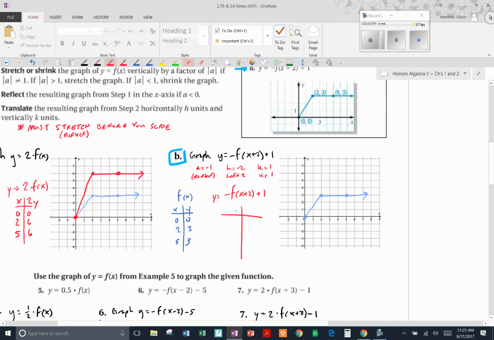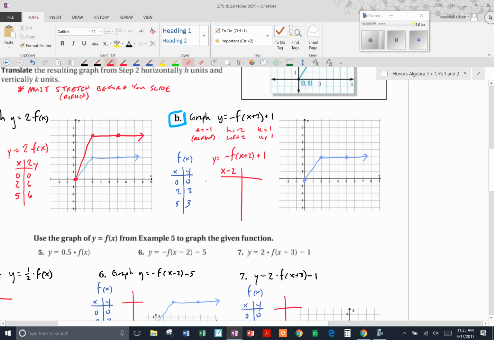So here's my new table ready here. Now, the only thing that affects the x value is the left 2. The only thing that ever affects the x values is what's inside of that parentheses with x. So we're going to go left 2, which means we need to subtract 2 from all of our x values. I'm going to take those x values 0, 2, 5 and subtract 2 from each of them. Negative 2, 0, 3. There, I've subtracted 2 from all my x values. That essentially shifts the graph left.